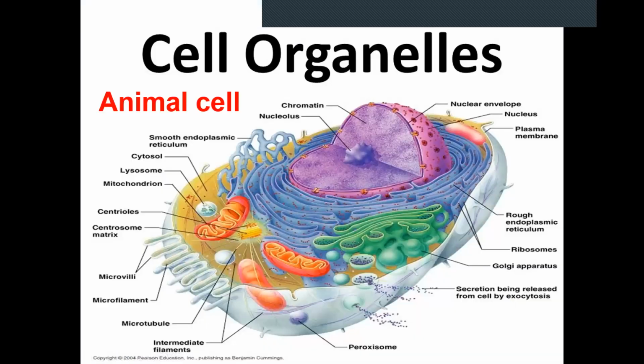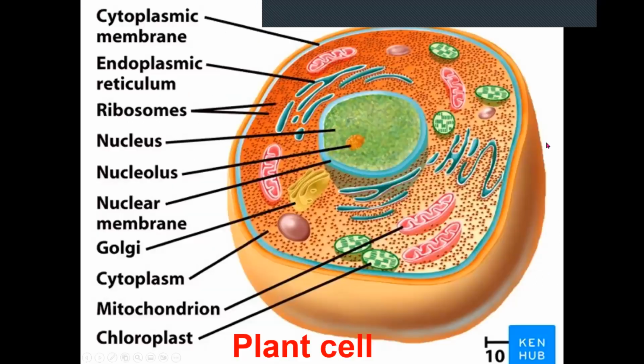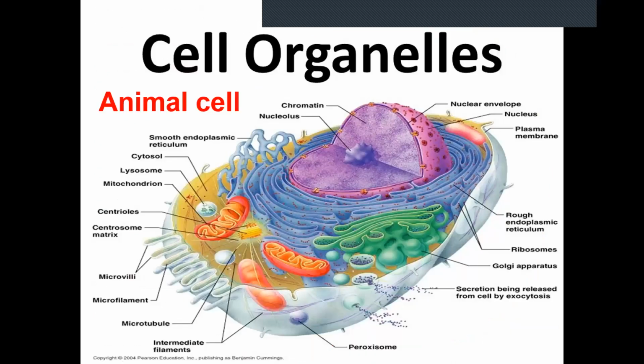So here I found these two really good pictures, this one and the next one. Now you can always tell an animal cell from a plant cell, because a plant cell has a very distinct, solid shape, whereas animal cells are quite fluid.